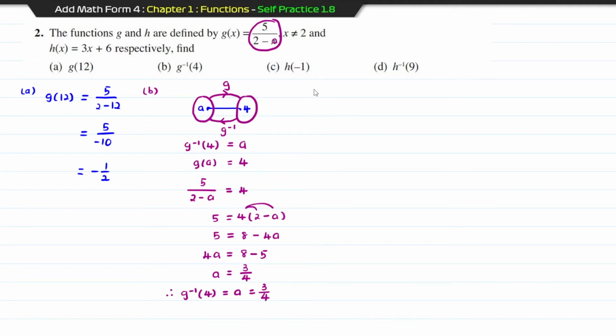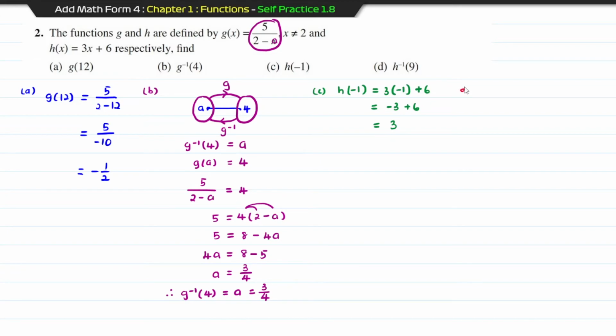Now we're going to move to question C. So h of negative 1, right? This one is a very straightforward one. Just use the function h given here. The input is negative 1, so the x here, we're going to replace with negative 1, plus 6. This will give the answer of negative 3 plus 6 is equal to 3. So function h of negative 1 will give you the answer of 3. Now let us move to question D.